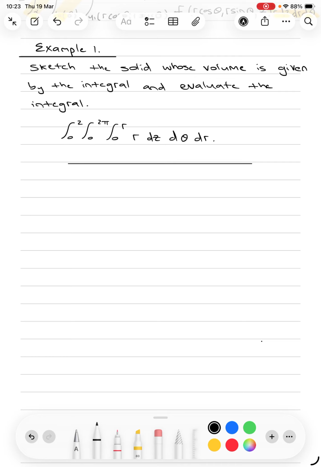Right, so example 1, they ask us to sketch the solid whose volume is given by the integral and evaluate the integral. Maybe a good idea would be to pause the video and attempt this on your own, and should you get stuck, you can hit play and I can guide you through it. But it's important to think about it first and envision what this region looks like geometrically, seeing as we are new to cylindrical coordinates.